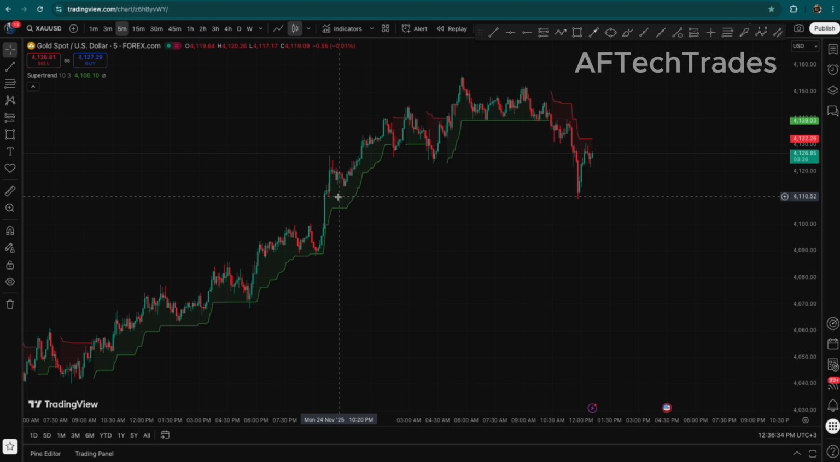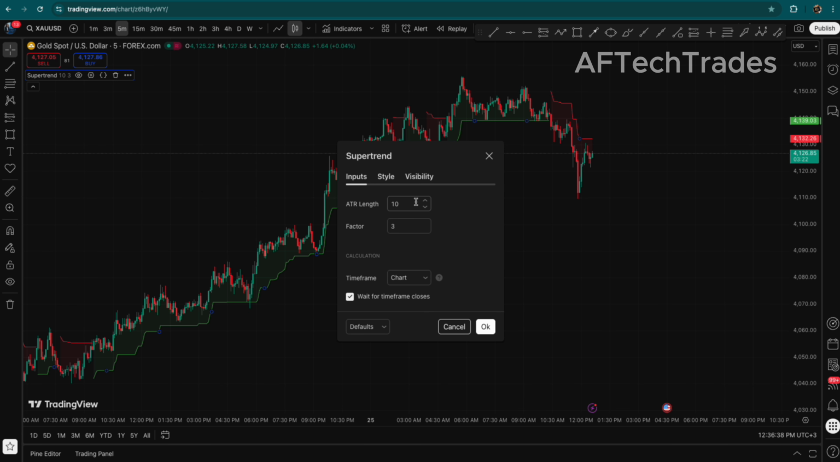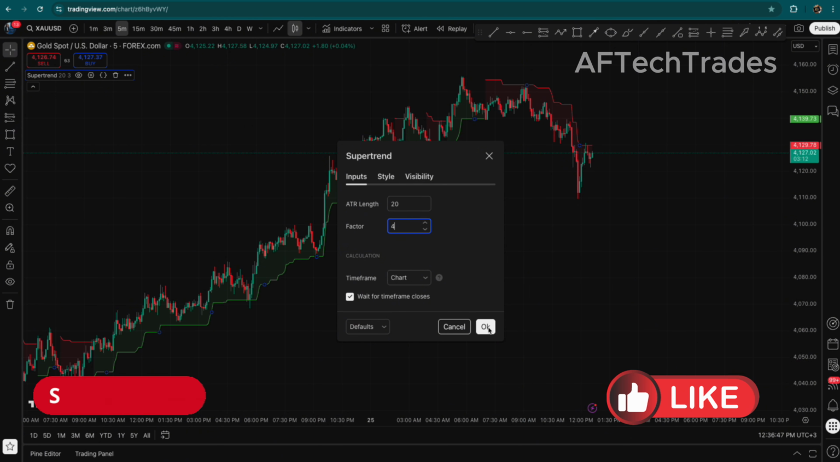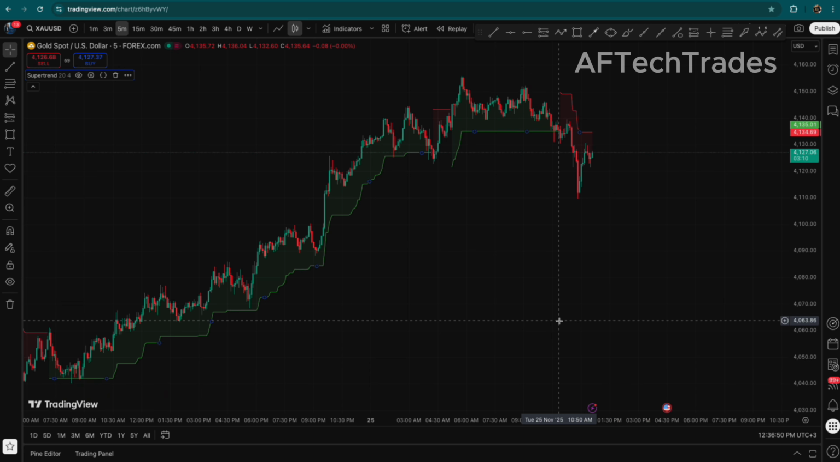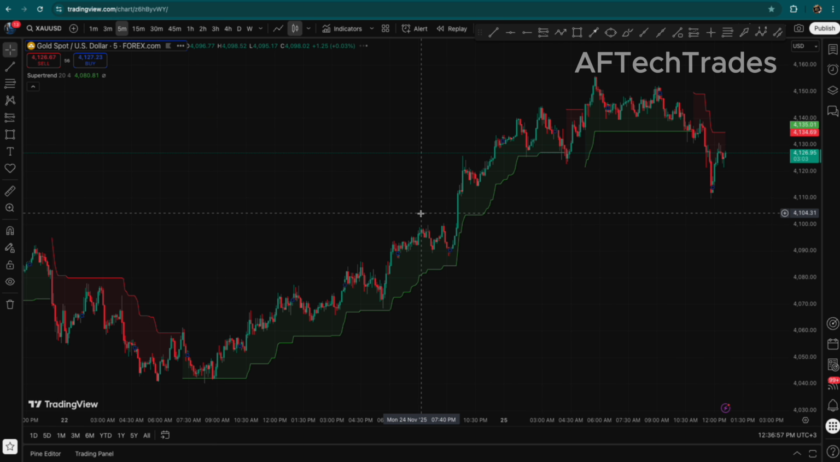So for swing trading, the best setting is for you to come to your settings here. The ATR, you change it to 20. And the multiplier, which is the factor here, you change it to 4. This suits swing trading perfectly. This number helps to reduce the noise and catch cleaner trends. So these are the settings you need to use if you are a scalper, intraday trader, or swing trader.